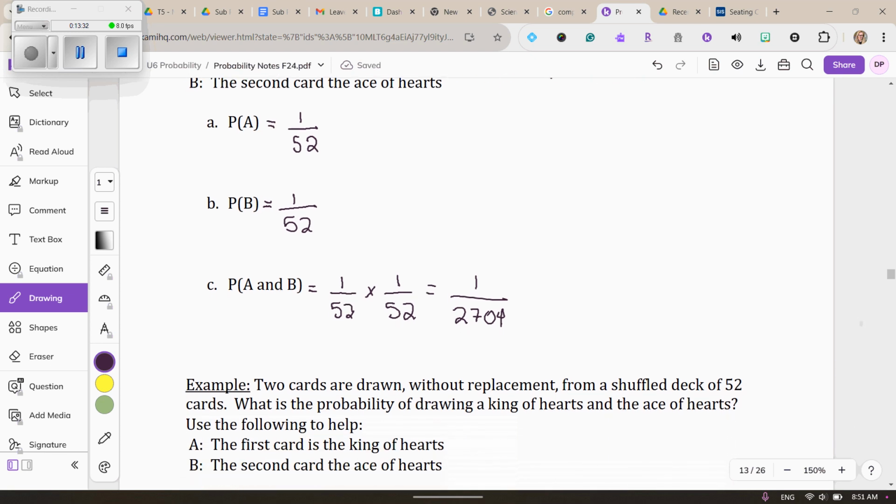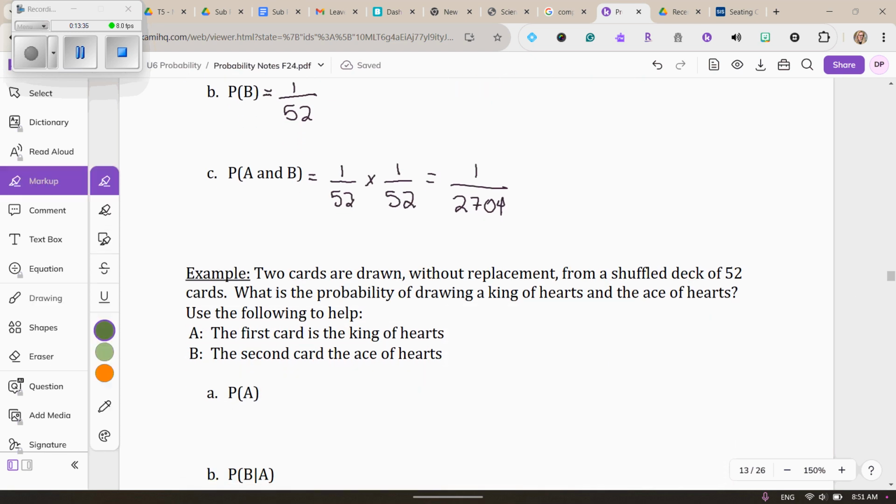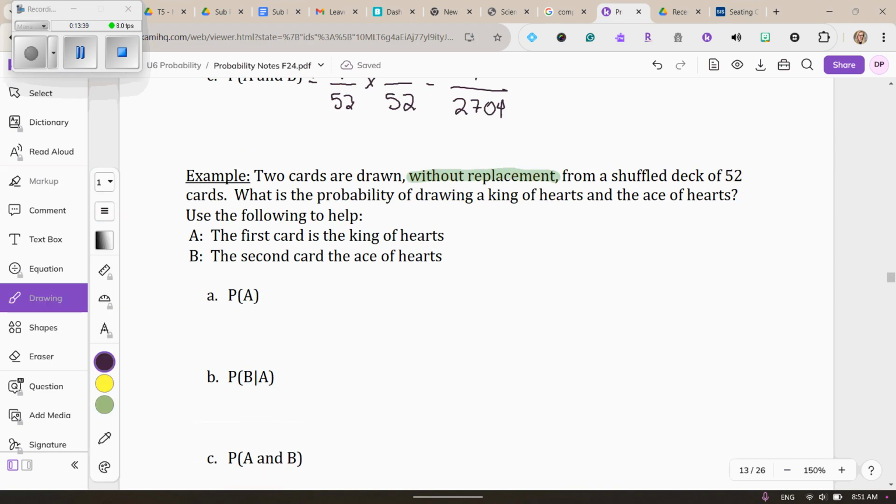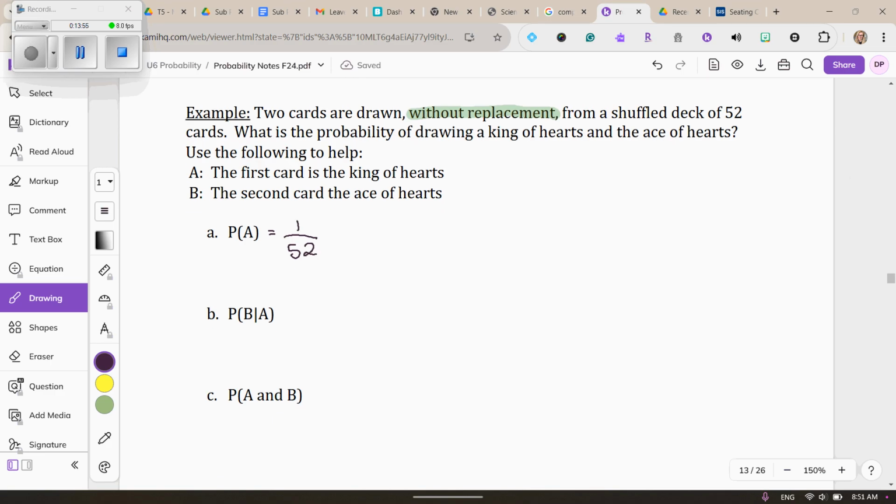The second question is the same with that slight change up. Now it says no replacement. So how would that affect our probability? The first probability would not be affected. It would still be 1 out of 52 for how many King of Hearts there are. The second probability doesn't change our favorable outcome. Our favorable outcome is still 1. However, there are only 51 cards in the deck.